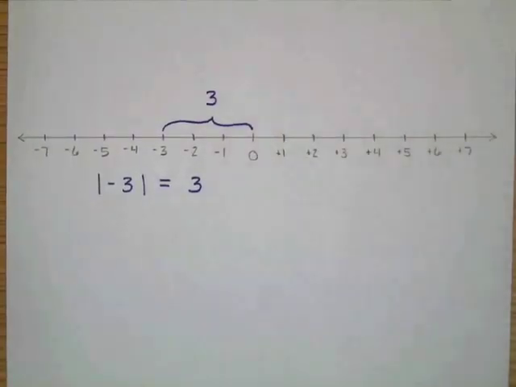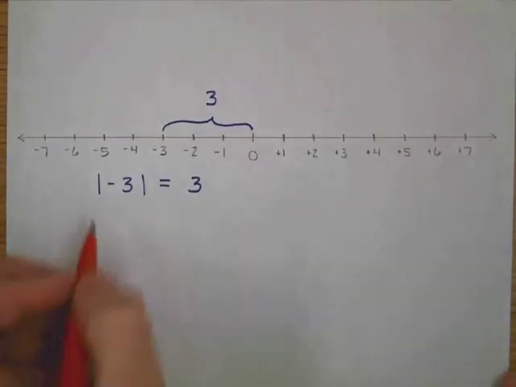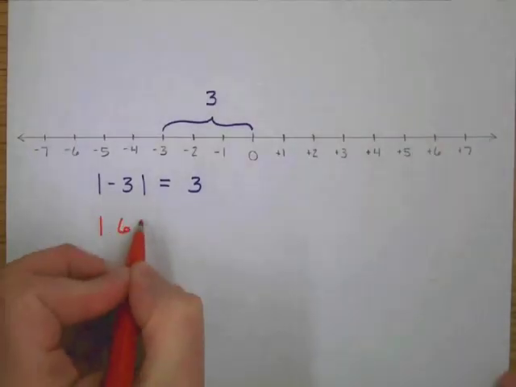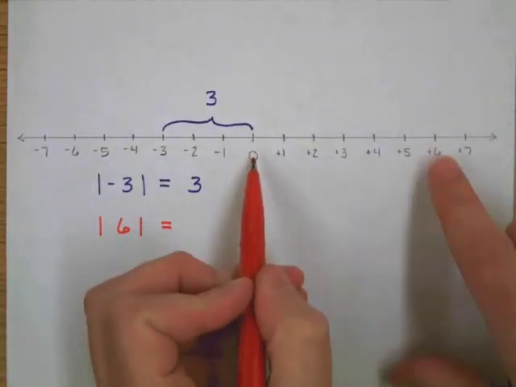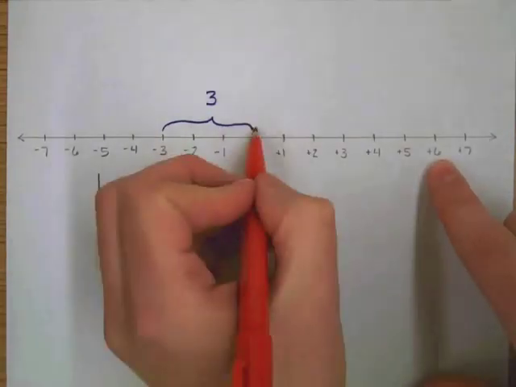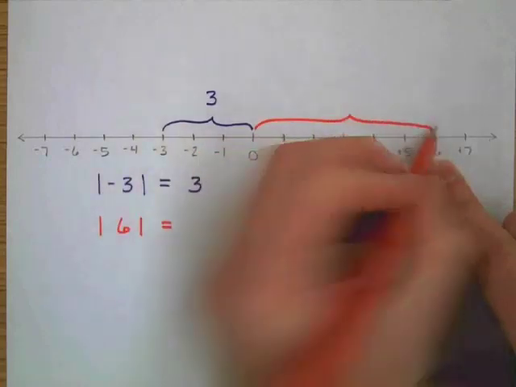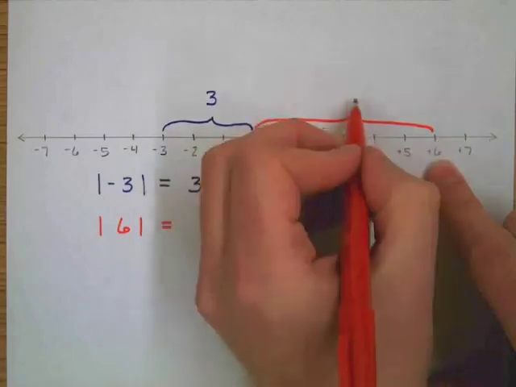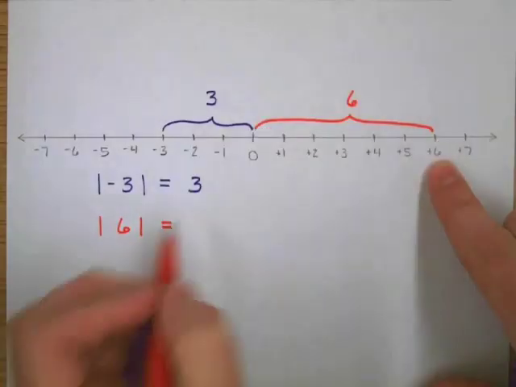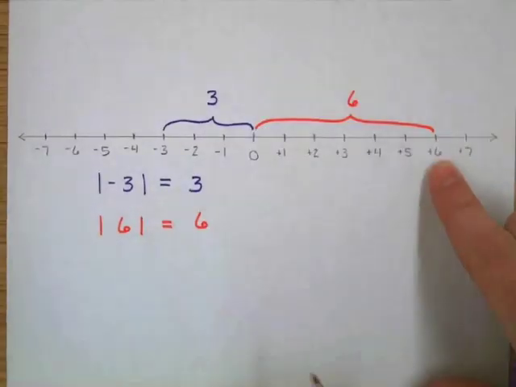In the same way, we could find the absolute value of 6. So I can go up to my number line, here's 0, here is 6. I'm going to count up this distance away: 1, 2, 3, 4, 5, 6. It's 6 away from 0, so the absolute value of 6 is 6.